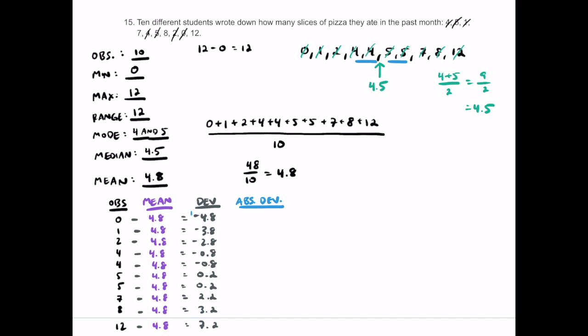Okay, so that's where you take the absolute value of this negative 4.8, which is just 4.8. Absolute value of negative 3.8, it's 3.8.